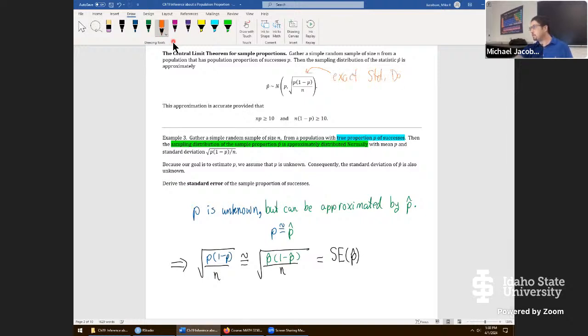This location right here is the exact standard deviation for the sampling distribution of p hat, the statistic right here, its sample proportion of successes. But unless you're doing a hypothesis test, you can't actually calculate this.